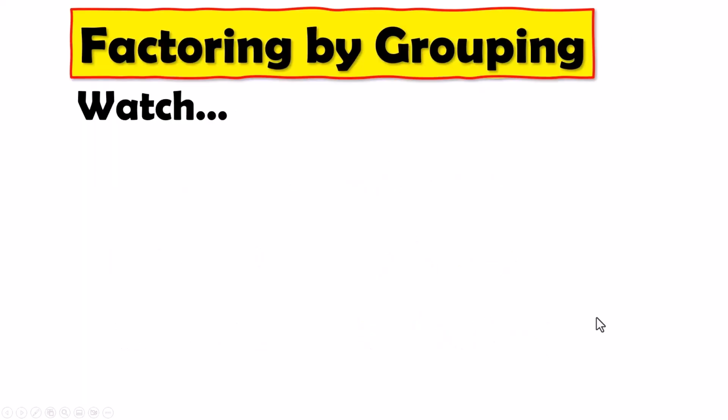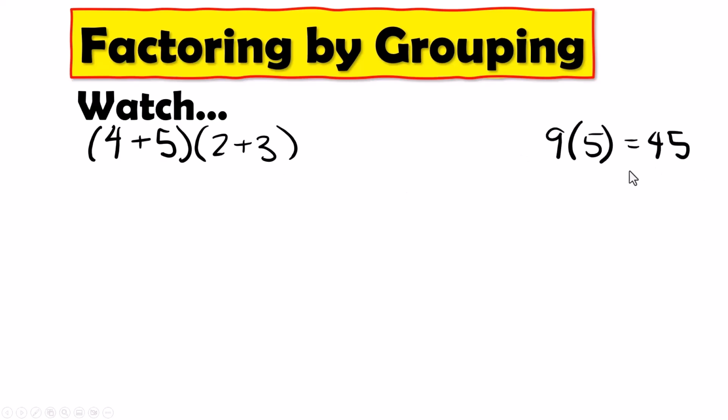There's another way of factoring called factoring by grouping. Watch this. I'm training your brain. I'm going to take 4 plus 5 times the quantity 2 plus 3. And yeah, I made it simple. I know what that is. That's 9 times 5, so that's 45. Okay, put that aside. Now I'm going to do it the way we would multiply this out.